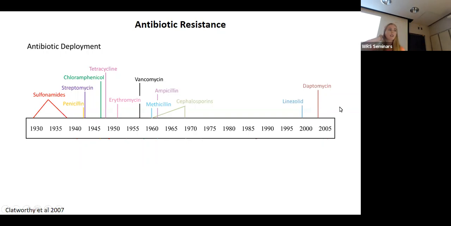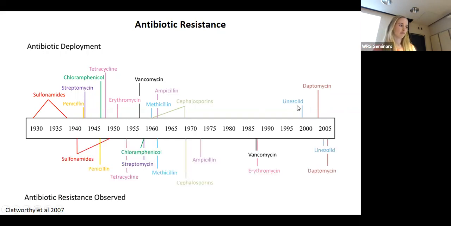Okay, so antibiotics are used widely in medicine, and here are a couple of different antibiotics that are used. They've been used since the early 1930s, and throughout the years more and more have been discovered and implemented in medicine. However, throughout time with the use, there's been resistance that has developed.